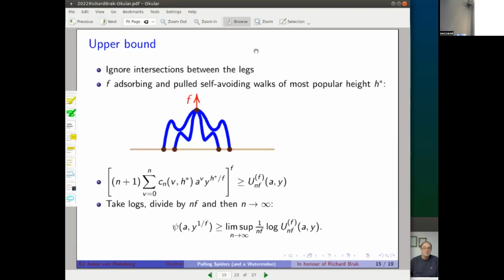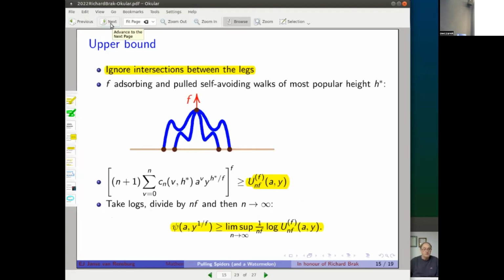The upper bound is easier to get. What you do is you ignore intersections between the legs of the spider, and when you do that you get an inequality of this sort, where the partition function of f spiders is less than or equal to this summation here, where I've replaced h, the summation of h, by its most popular value in this sum. And so what you do is you take logs of this, you divide by nf, and you take n to infinity, and this gives you the upper bound on the spider free energy.